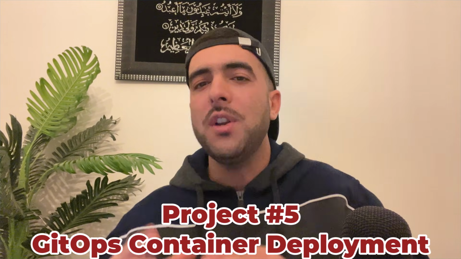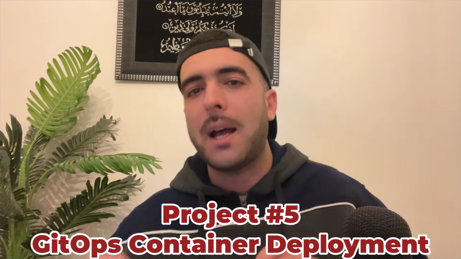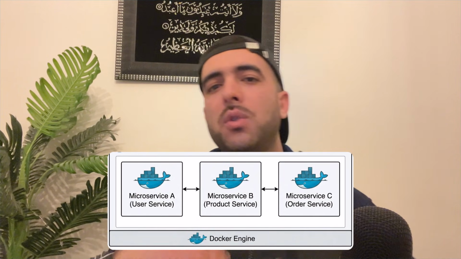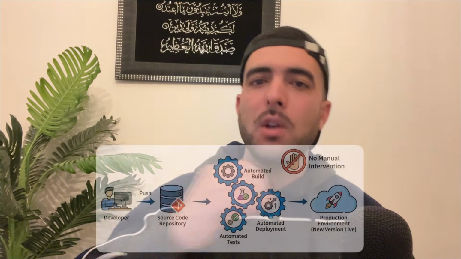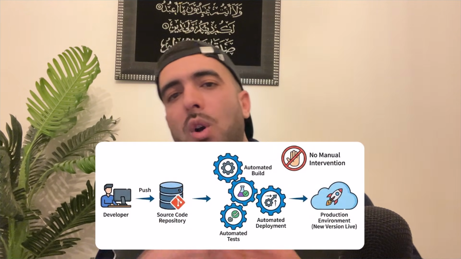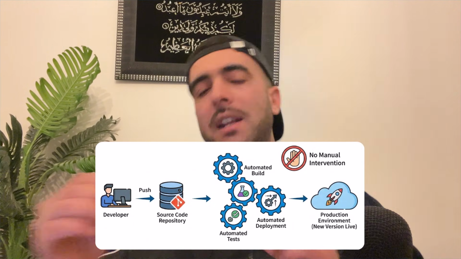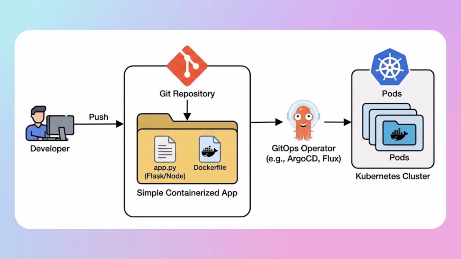Now, our final project is the most DevOps one on the list. We've got a Kubernetes deployment using GitOps principles. Imagine your team has microservices containerized using Docker. So you need a reliable way to deploy new versions of the application without manual human intervention. Remember, we're doing this the GitOps way.